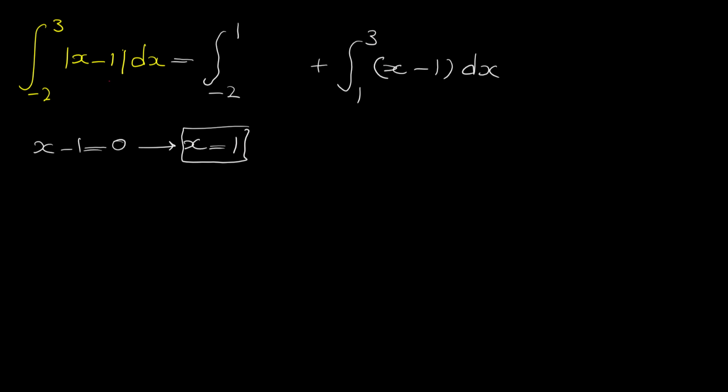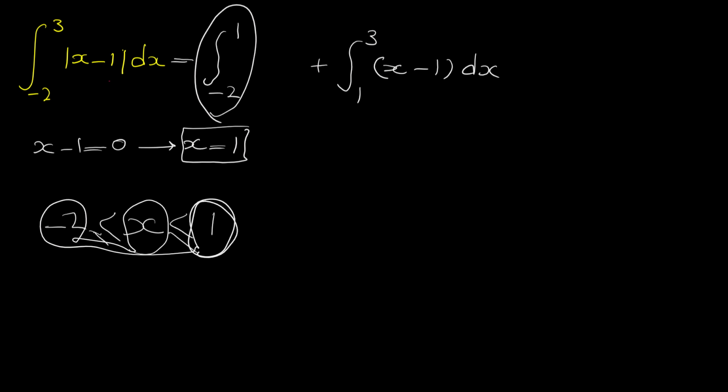What about the other integral? When x is between -2 and 1, let's say x is 0, or -1, or -1.5, any number between -2 and 1, x minus 1 is a negative expression. So please pay attention. In this integral, x is between -2 and 1. For numbers between -2 and 1, x minus 1 is less than 0, or it can be 0.